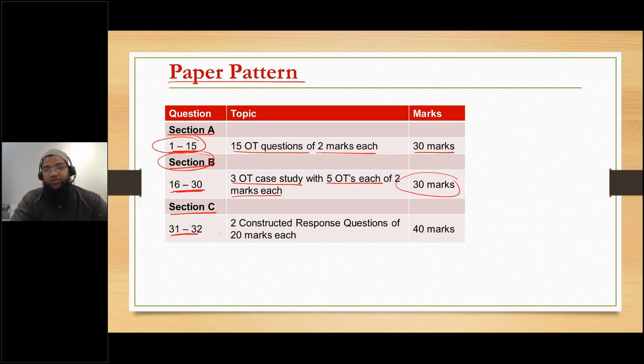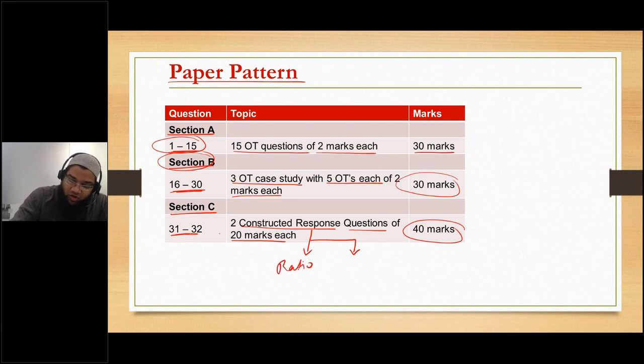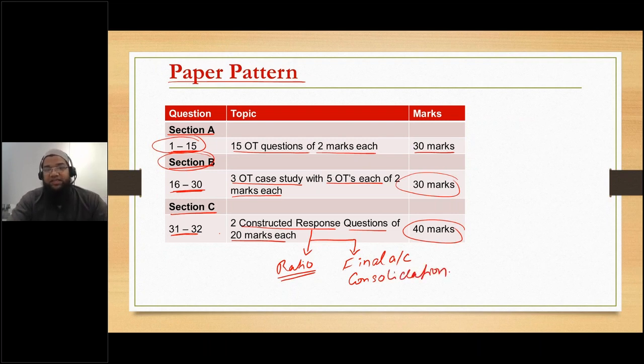And you will be having 2 different questions in Section C, which will be constructed response questions of 20 marks each. This will make a total of 40 marks. Normally in ACCA paper F7, these 2 constructed response questions normally come from ratio analysis. One question is going to be from ratios. And the second question is normally either from final accounts or from consolidation. So these are 2 different areas which are normally examined in the constructed response questions.